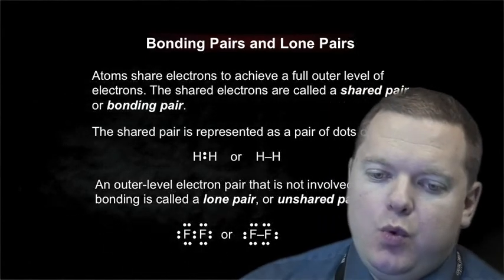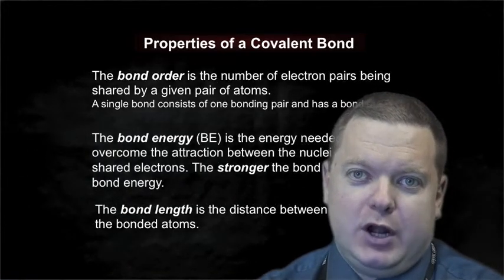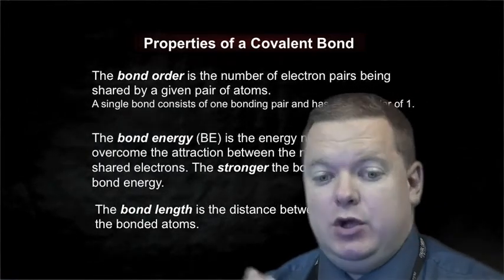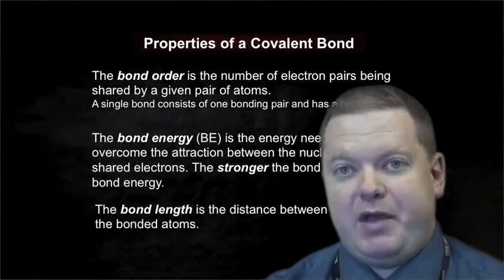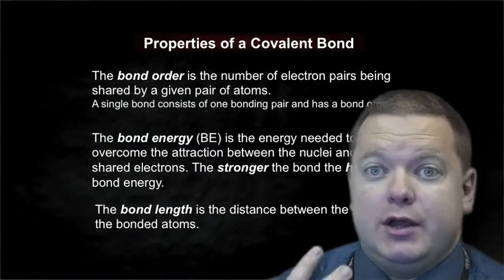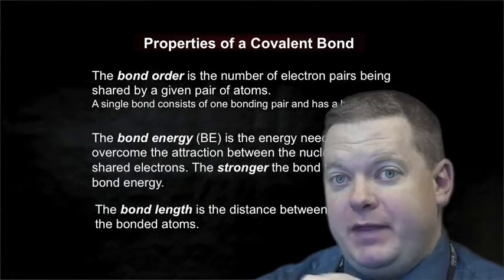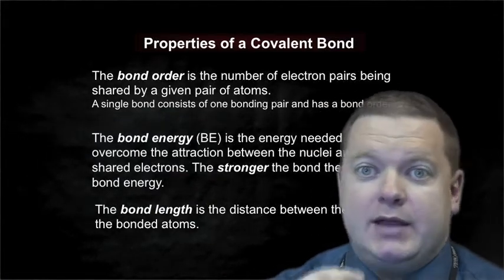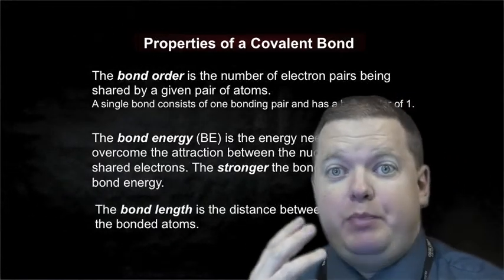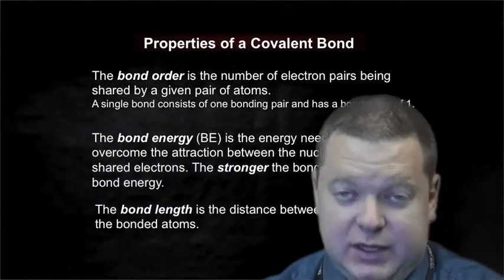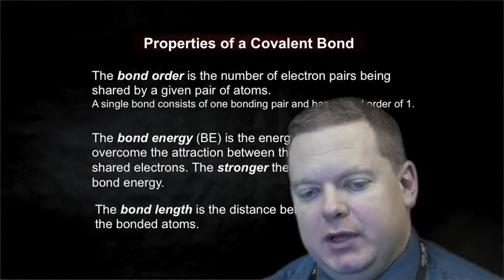We can then talk about what we call the bond order, which is the number of shared pairs of electrons. So if we're sharing a single pair of electrons, that would be a single bond, which has a bond order of 1. If we're sharing two pairs of electrons, or a total of 4 electrons, then that is a double bond and has a bond order of 2, and so on. Three pairs of electrons being shared, or a total of 6 electrons, is a triple bond and has a bond order of 3.